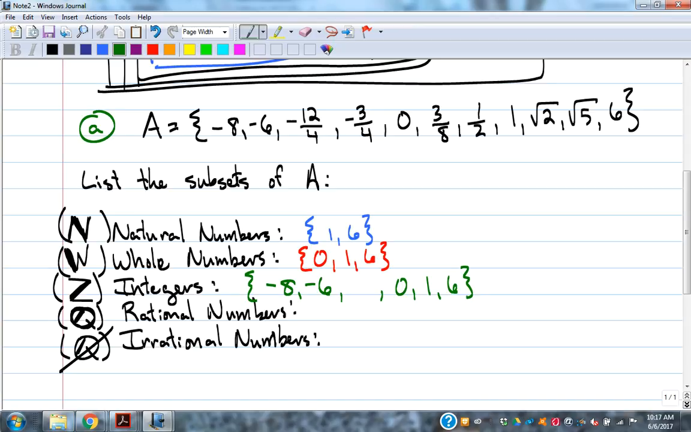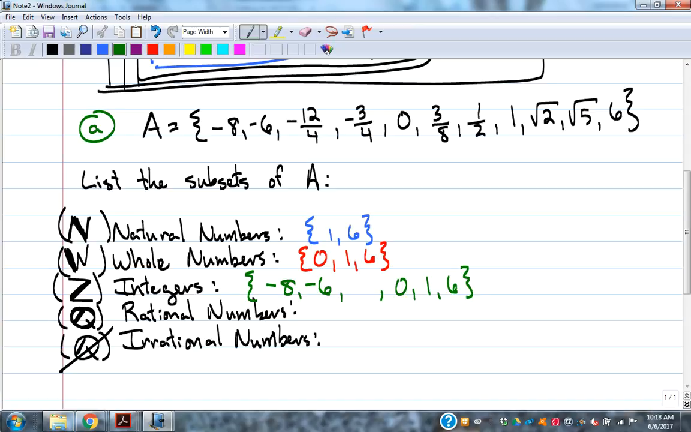No. Look there in between the -6 and the -3/4. -12/4 is really what? What is that if you reduce that fraction? It's -3. So it's disguised, but it's still an integer if you simplified it.